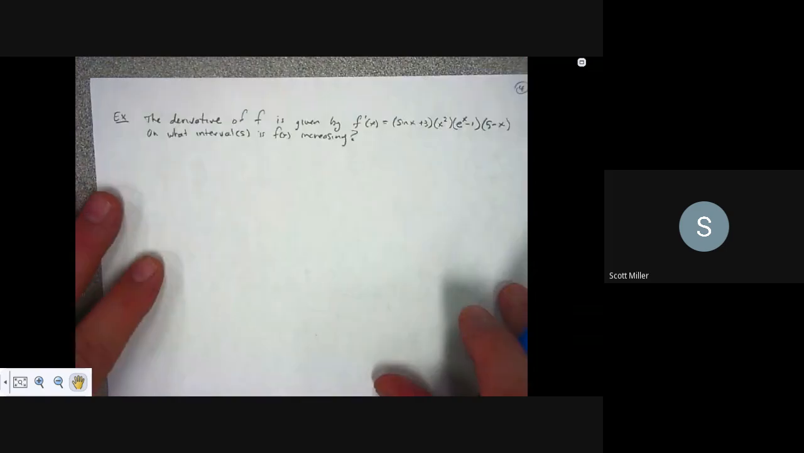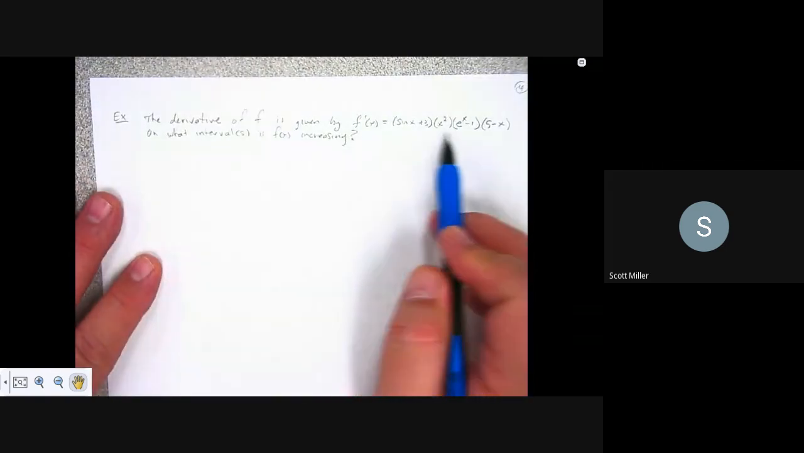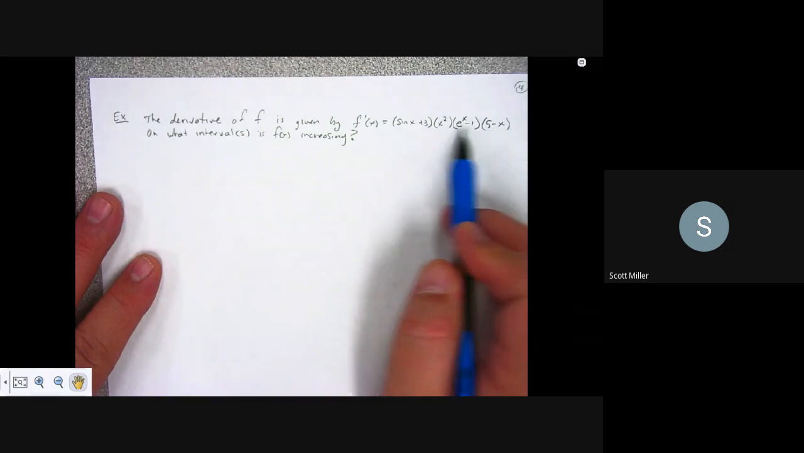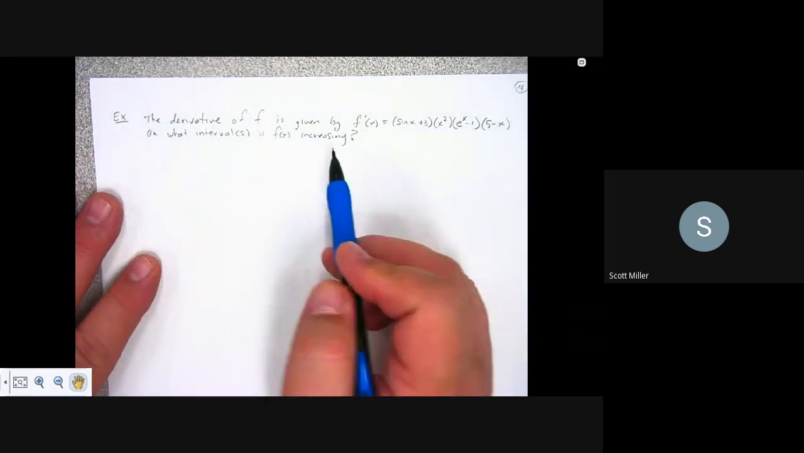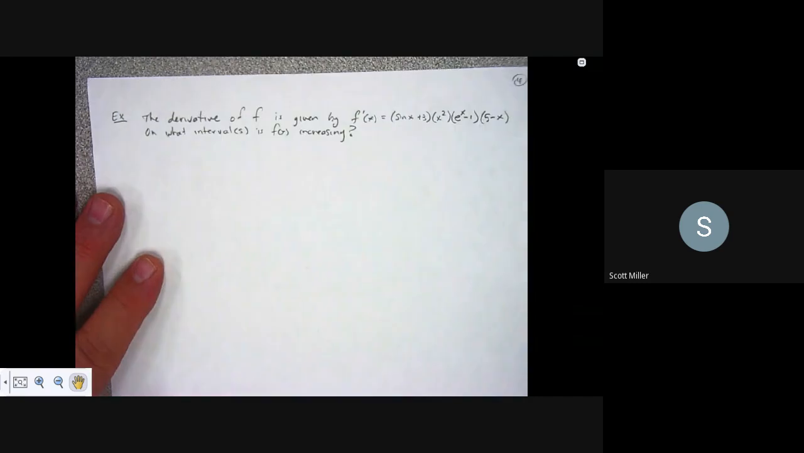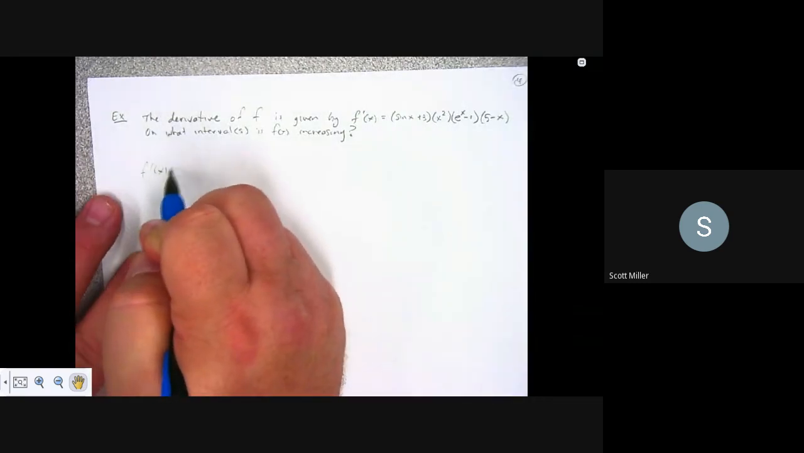So here's our problem. Here's a function f. The derivative of f is given. There's that derivative. Oh, that's a beautiful one. All that mess right there is the derivative. On what interval or intervals is this function increasing? So what do I need to know? I need to know when f prime of x is equal to 0.